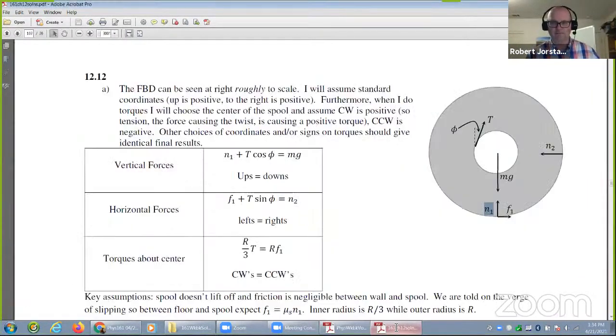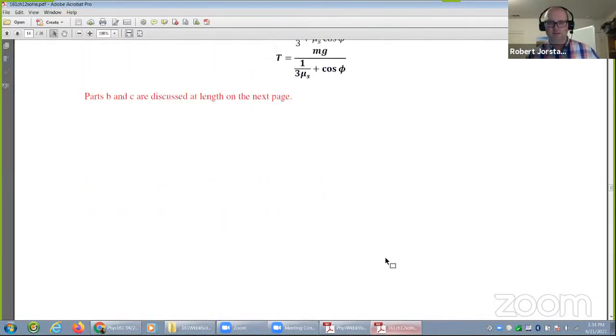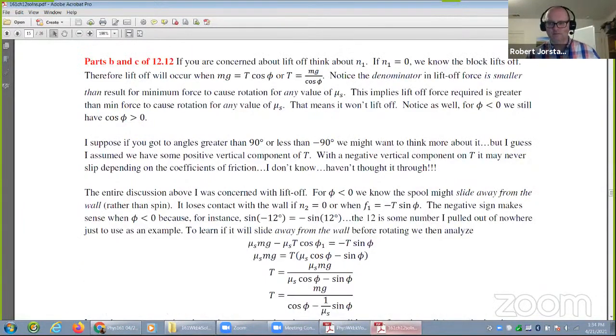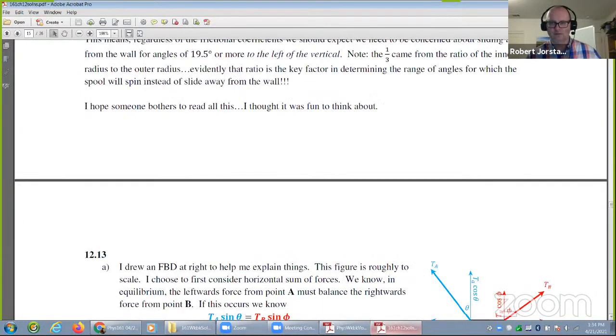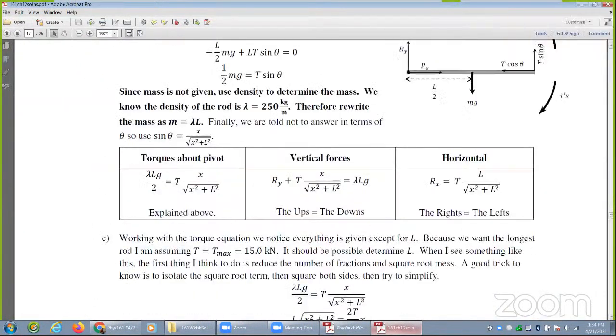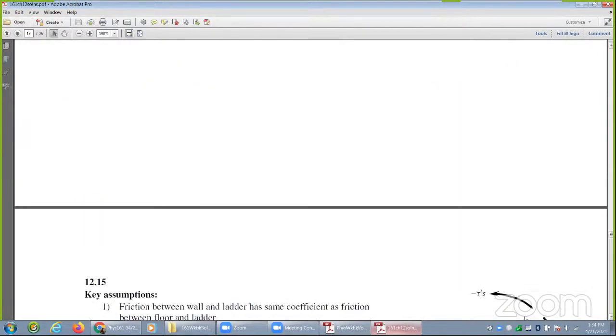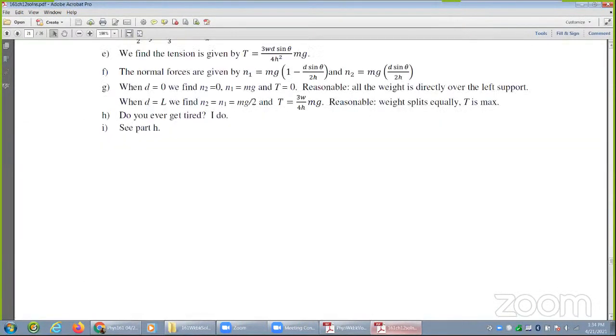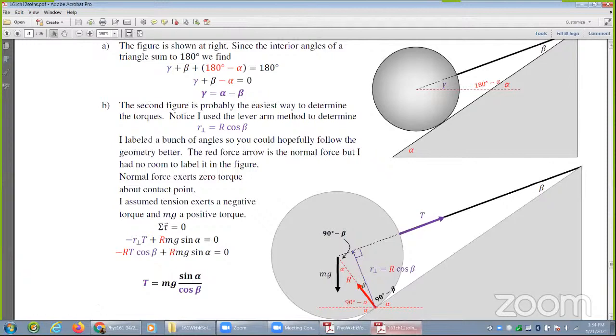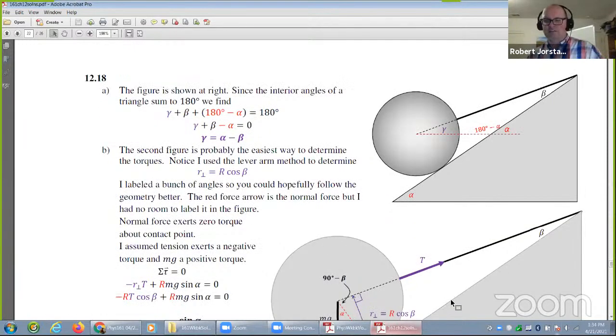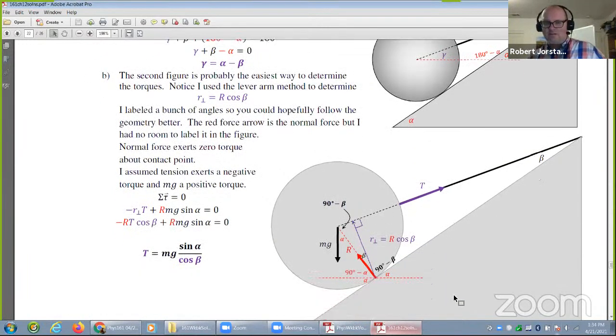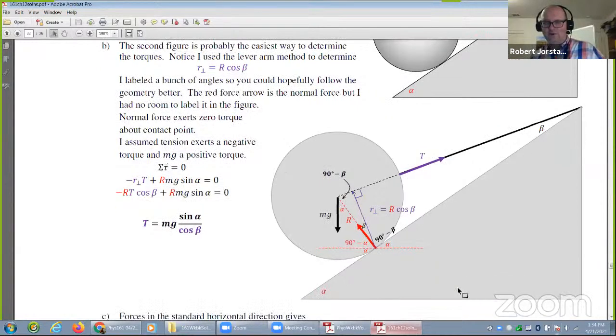Let's go look at that one. I forget which problem that was. 18. Okay, thanks. So I tried to draw a bunch of different ways to see this one, and I drew some different pictures here. So hopefully this helps you kind of follow through all that here.